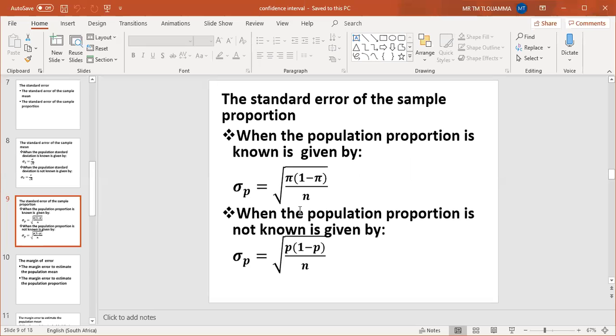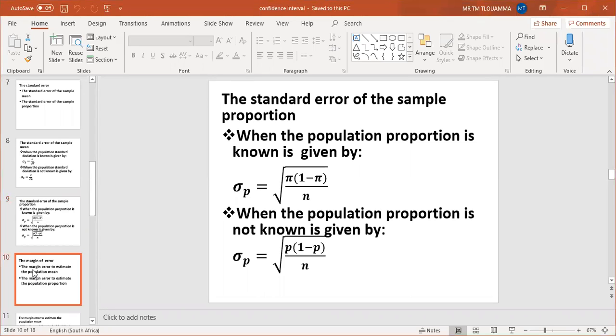Then when the population proportion is not known, it is given by sigma p, which equals the square root of p into 1 minus p, close brackets, divided by n. Okay, so I hope you see the difference between the two, from our previous slide and whatever we are doing now.